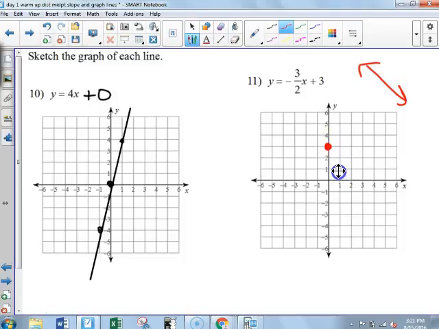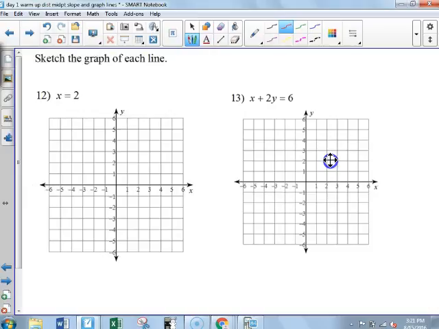And then what? Which way do you want me to go? If I go down 3, then I'm going to do what? To the right 2? What's the other option? Up 3 and back 2. Okay, we're all good? All right, number 12.